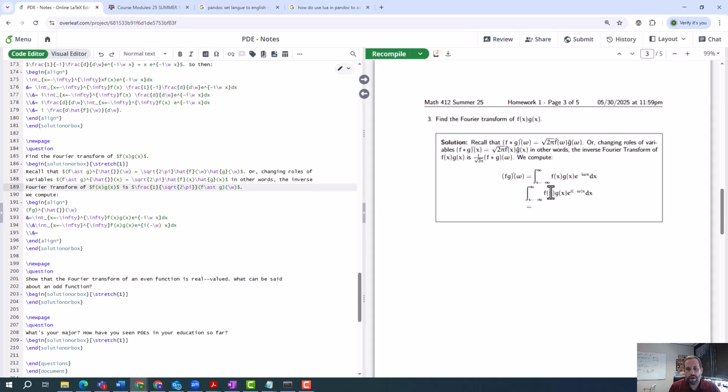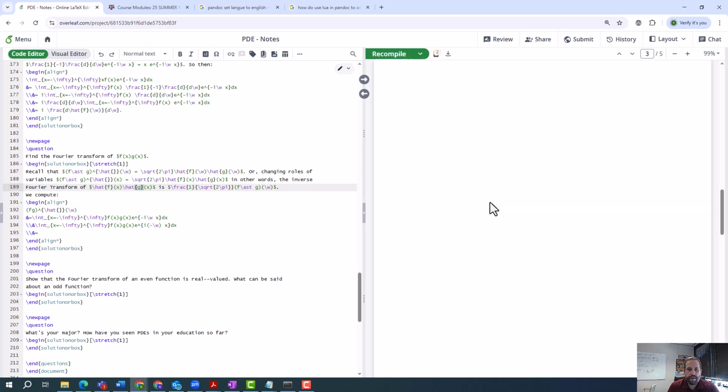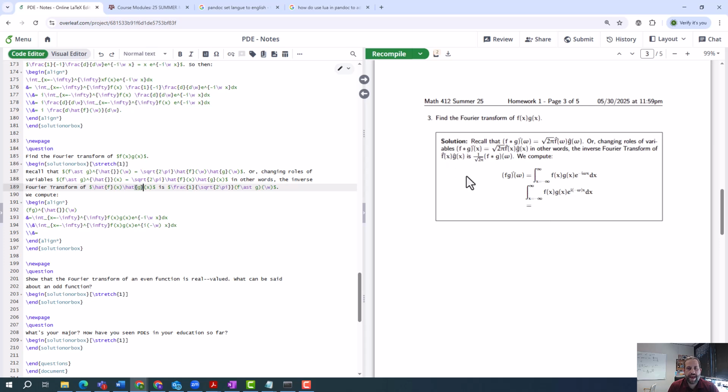Okay, so there's a typo here. The inverse Fourier transform of f hat times g hat. Let me rewrite that. Again, typically we would have omega there if we're talking about inverse Fourier transforms, but we're thinking about swapping the roles of x and omega. So the inverse Fourier transform of f hat of x times g hat of x is 1 over the square root of 2 pi times this convolution.